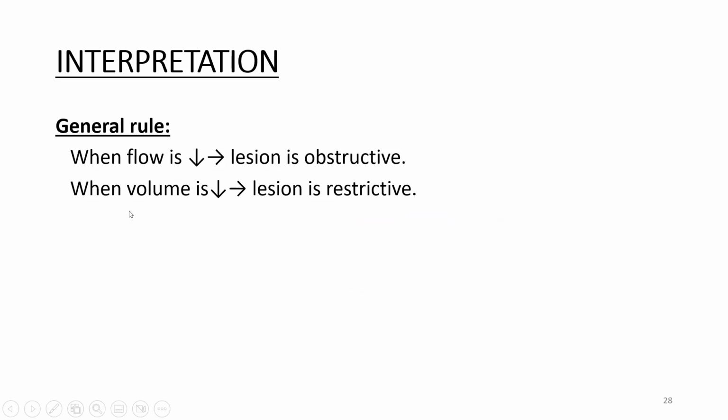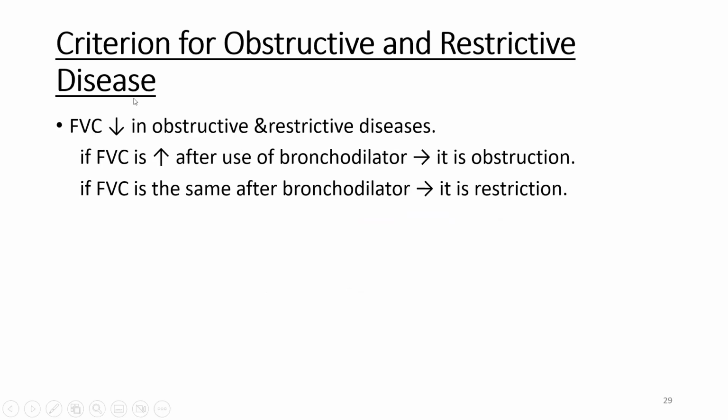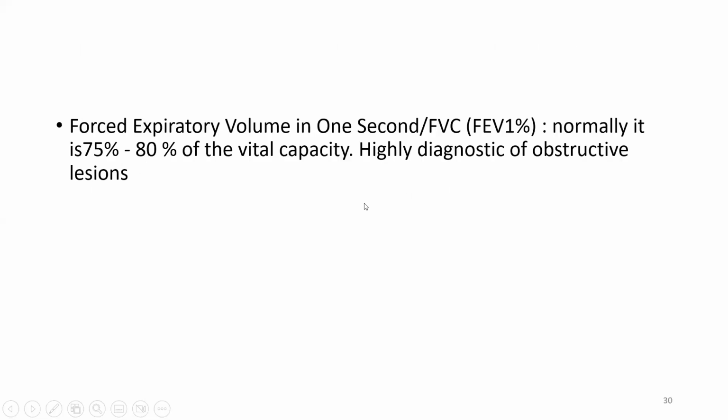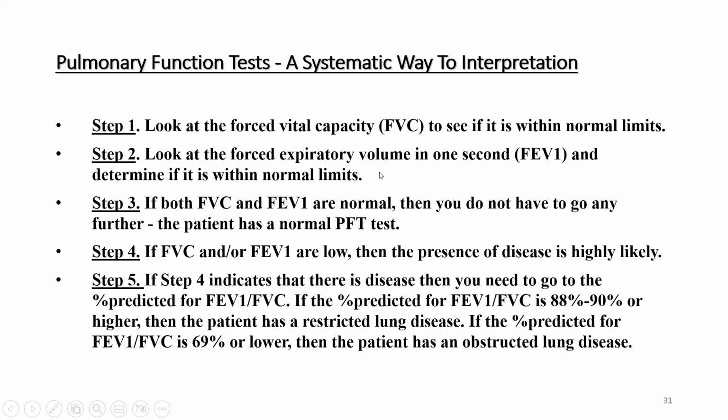Criterion of obstructive and restrictive disease: FVC is decreased in both obstructive and restrictive. If FVC is increased after use of a bronchodilator, it is obstruction. If it is the same, it is restrictive. FEV1 to FVC normally is 75 to 80% of the vital capacity. It is highly diagnostic of obstructive disease.